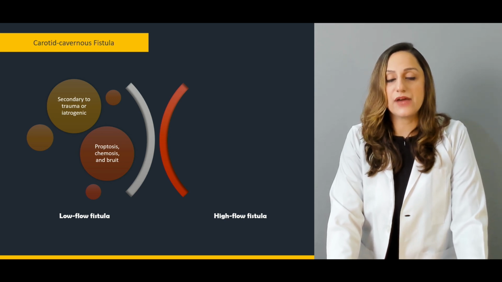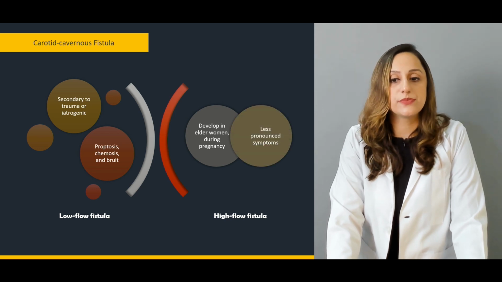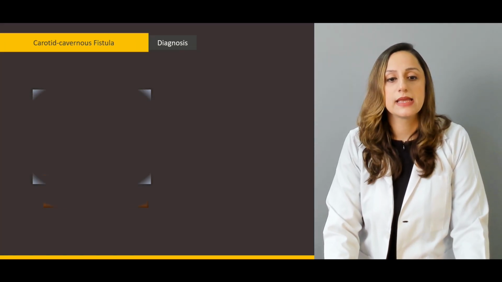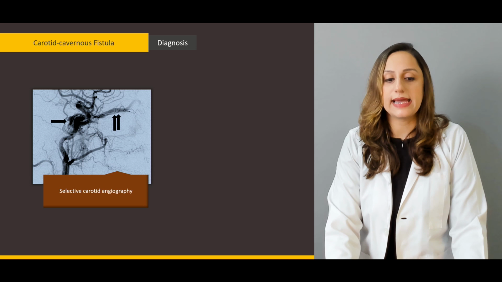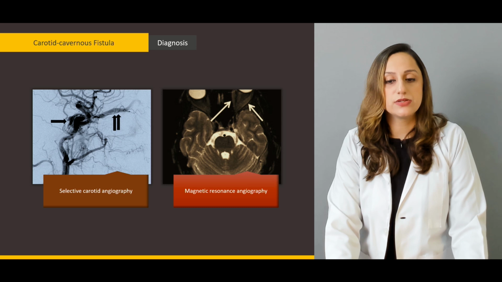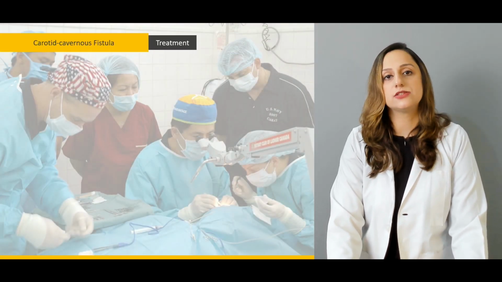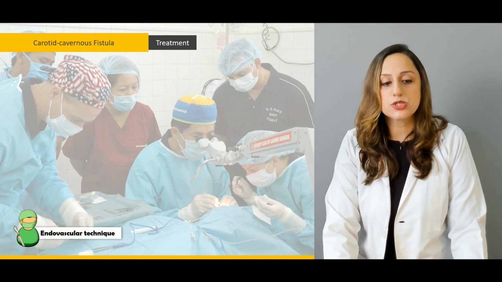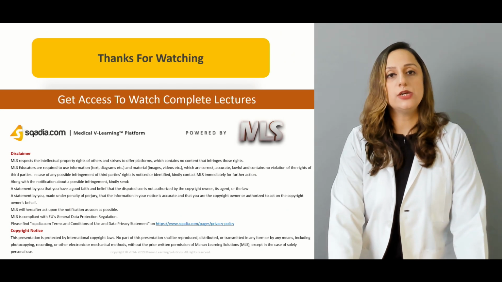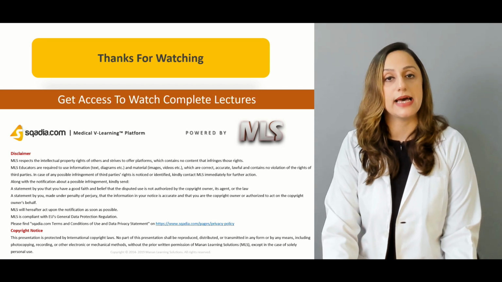On the other hand, we have the high flow fistulas that develop in the elderly women, and it can also develop during pregnancy. It is a less pronounced symptomatology being seen over here. For the diagnosis, usually selective carotid angiography is done just to see the outflow. The magnetic resonance angiographies are being performed just to rule out the signs of the tumorous conditions. The treatments would consist of the endovascular techniques over here, just to relieve the patient of the signs and symptoms at the apical cone.